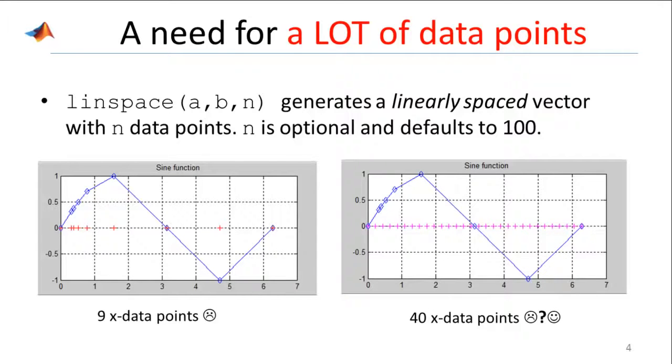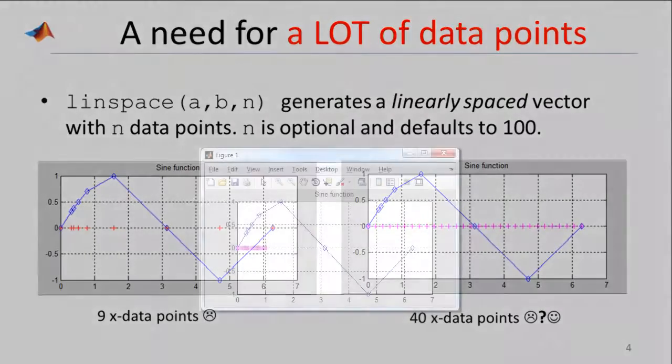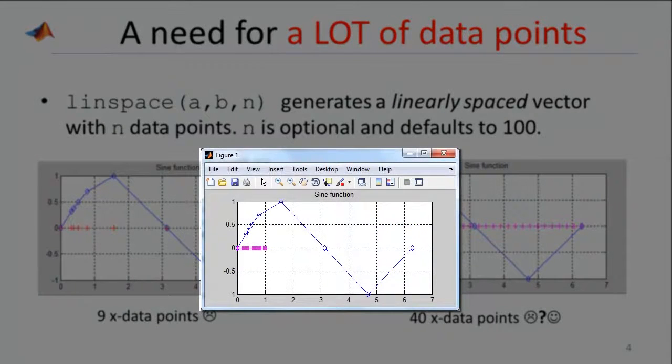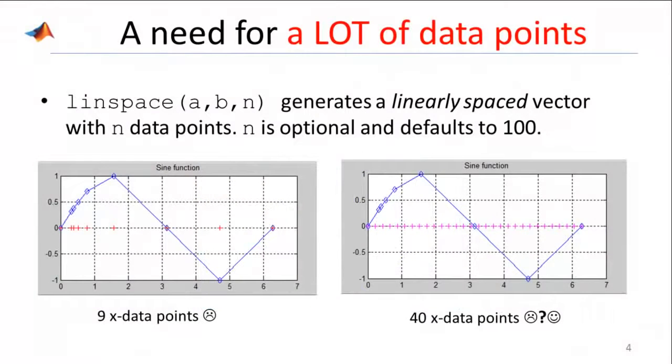Now what does linearly spaced mean? We could have 40 data points, but all squished at the beginning. That still wouldn't help us. So instead, we're going to linearly space them, so equally spaced with respect to each other, from 0 to 2 pi. Linspace does that automatically.